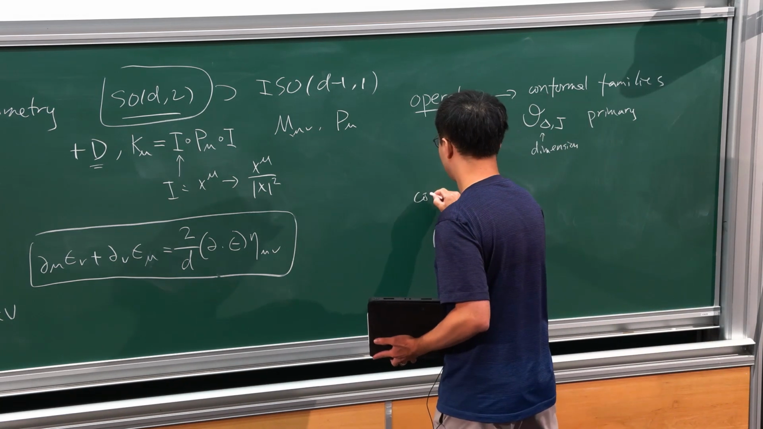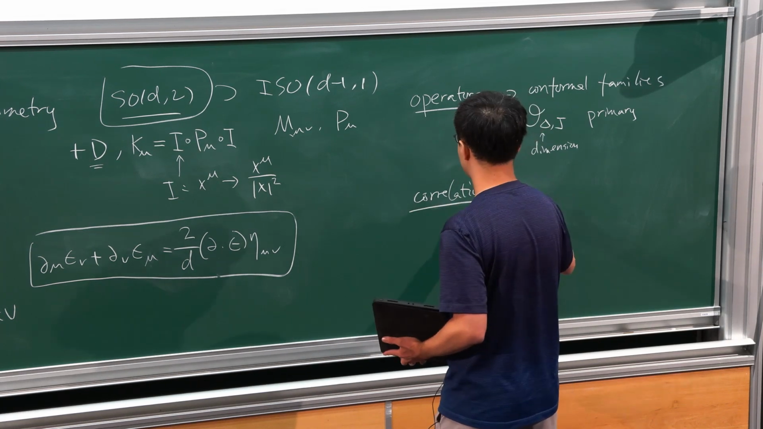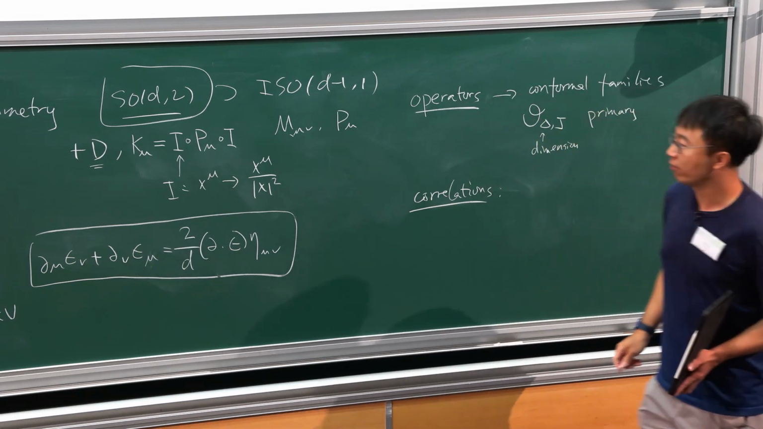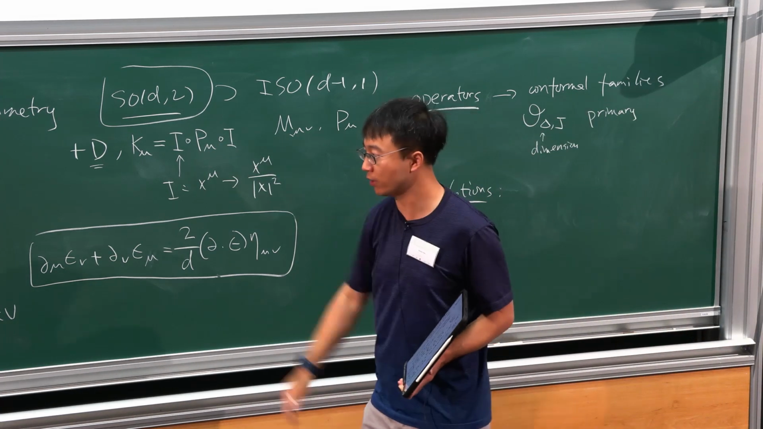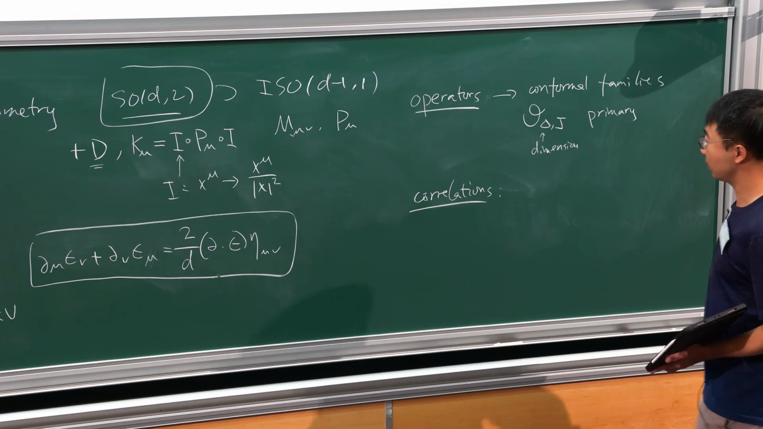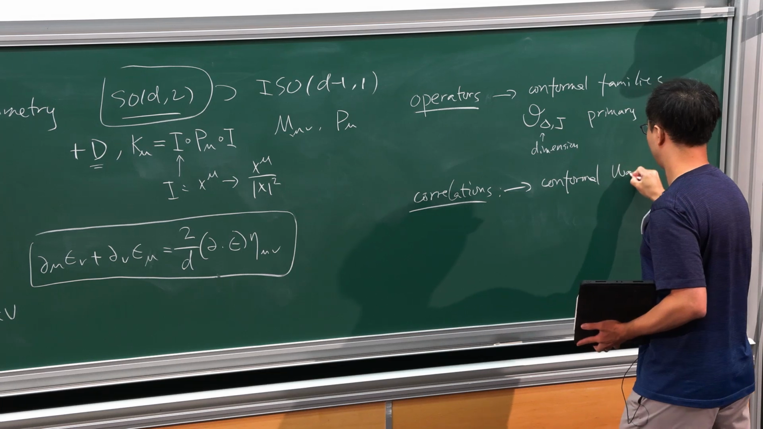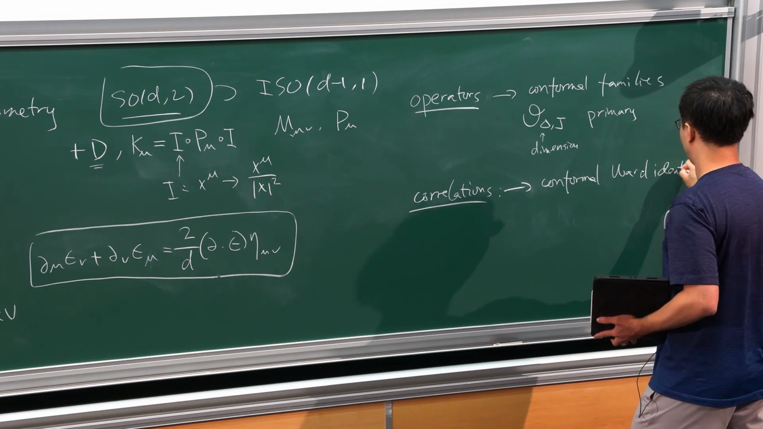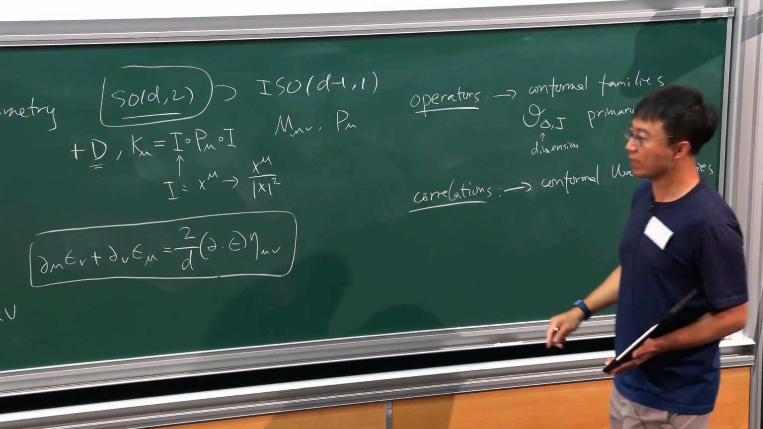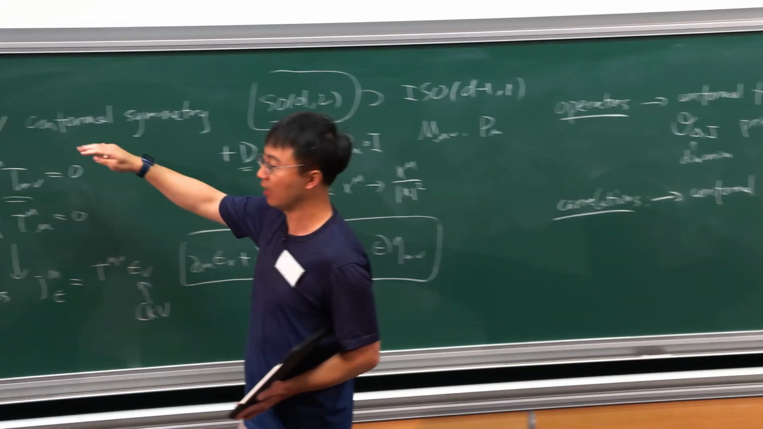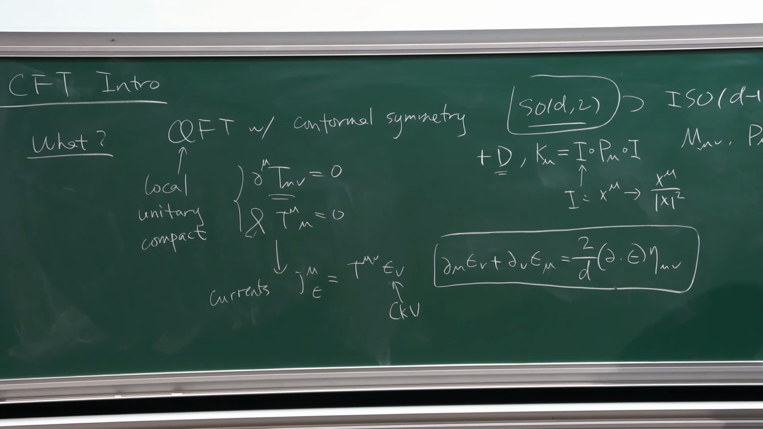And correspondingly, in addition to operators being organized into representations of the conformal group, correlation functions of this quantum field theory with this special symmetry are also highly constrained. And the constraints take the form of conformal Ward identities. Together, they lead to a drastic simplification of the dynamics of the quantum field theory with the symmetry, yet it is still rich enough that it captures many interesting physical phenomena.